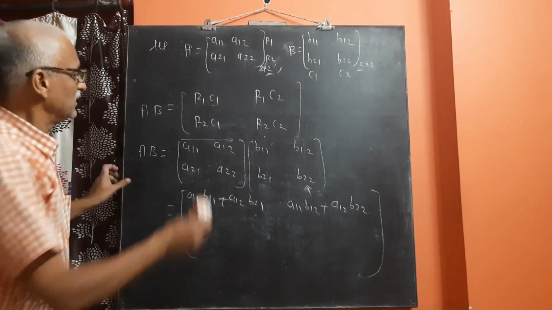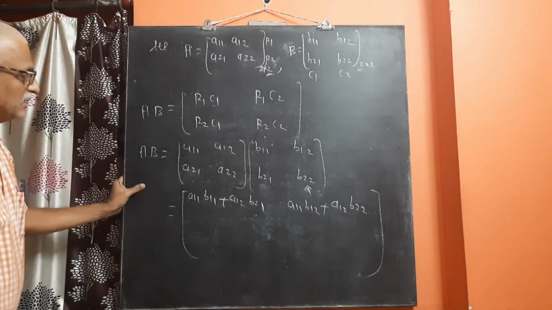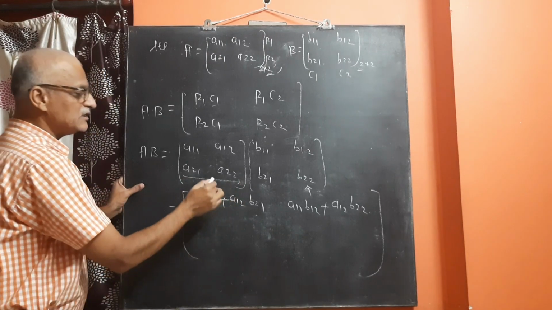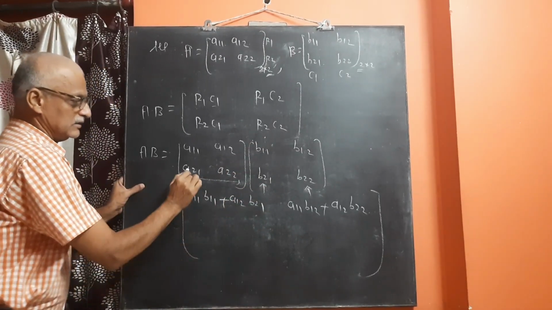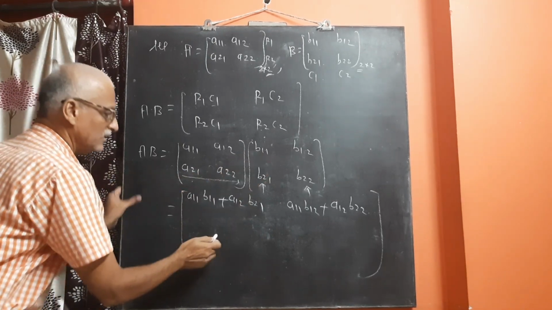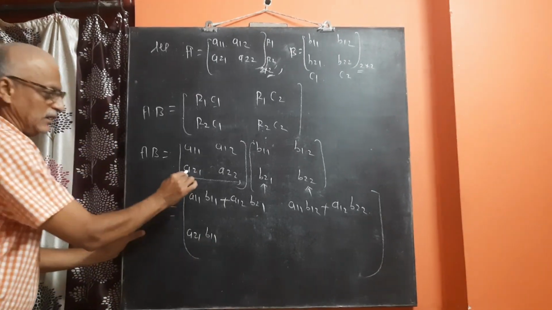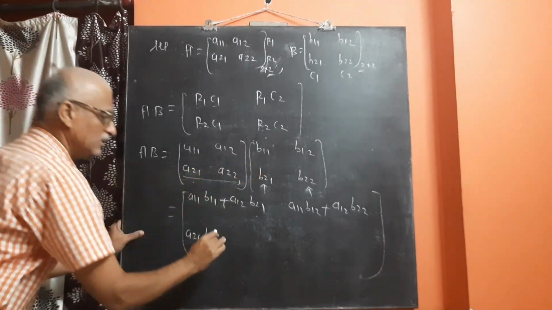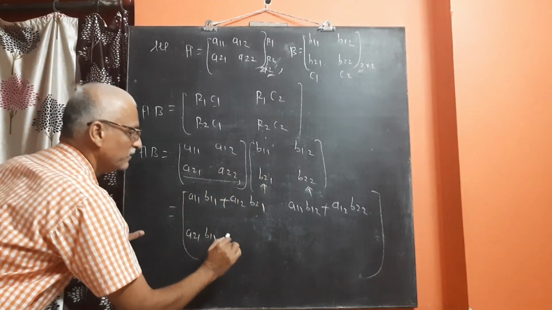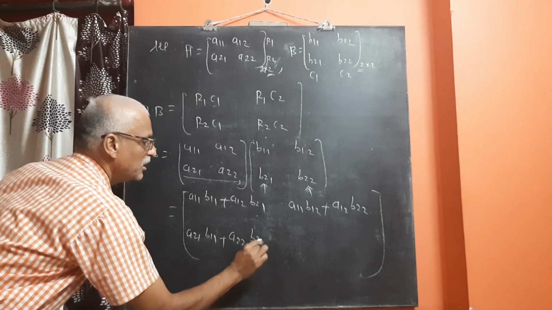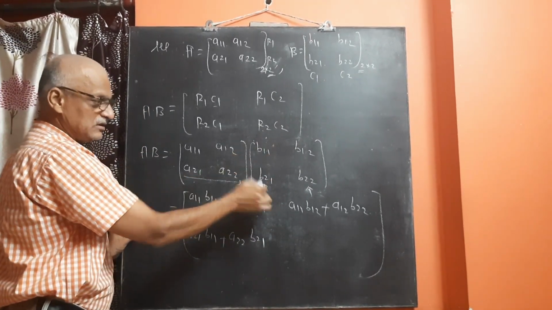Now comes the role of R2, that means this row. You have to multiply this row again with the first column, that means this one. So A21 into B11 plus next element A22 into B21. So that is the multiplication of first row into first column.